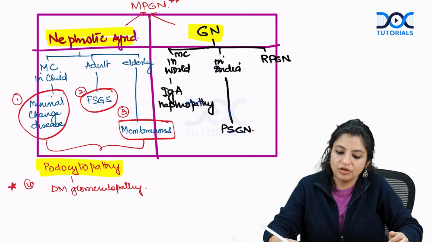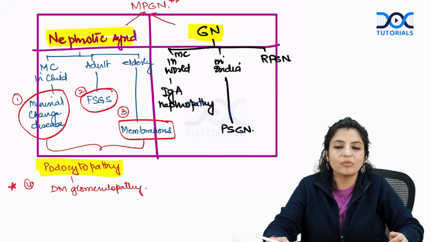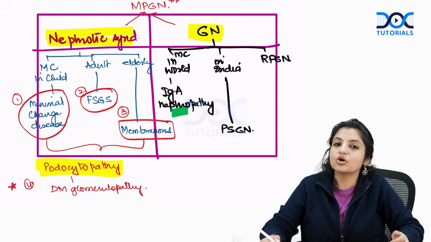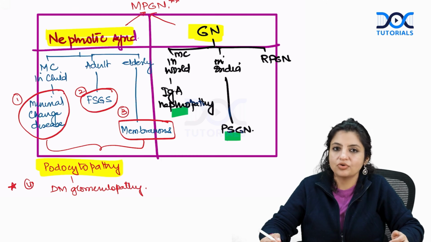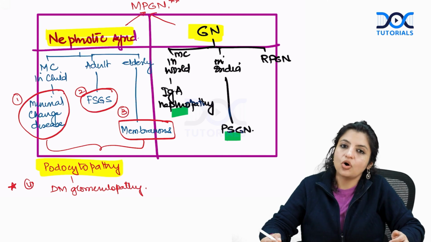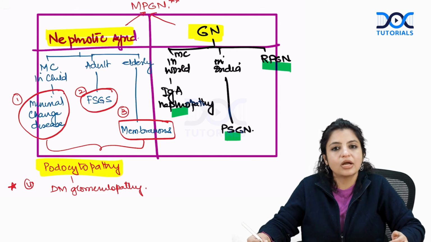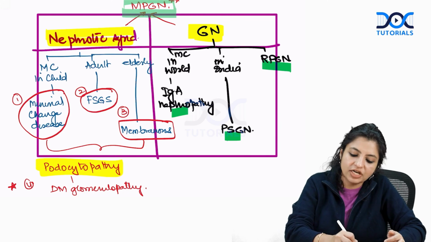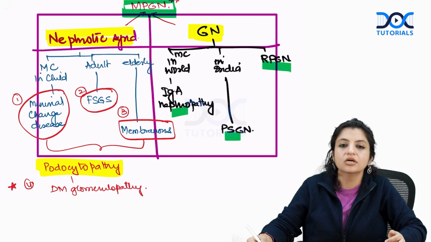Coming to glomerulonephritis, what is the most common cause of glomerulonephritis in the world? It is IgA nephropathy. Most common cause of glomerulonephritis in India is post-streptococcal glomerulonephritis. Most common cause of end-stage glomerulonephritis is rapidly progressive glomerulonephritis. Remember, membranoproliferative glomerulonephritis can present with both nephrotic and nephritic features. That's one thing all of you should be very clear with.